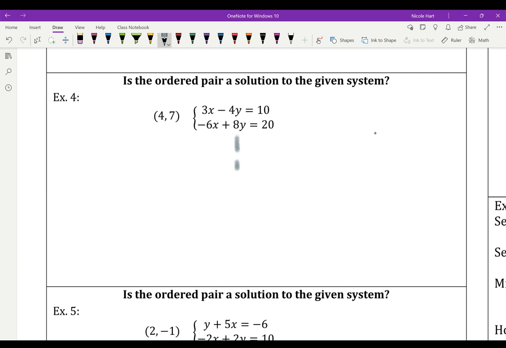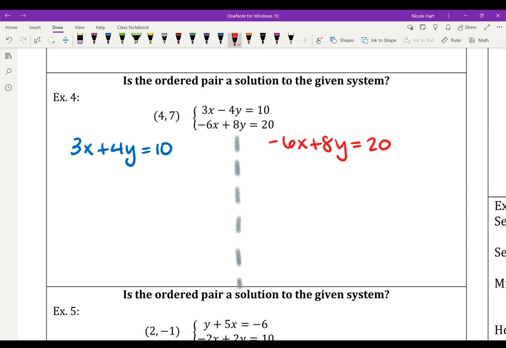So I'm going to draw kind of a line down the middle of my paper, and I'm going to write one equation on each side. So we have 3x plus 4y equals 10, and negative 6x plus 8y equals 2. In order to check, I would say the fastest way is just to plug in your numbers for both equations and see if it works. You can use a calculator to do this, or by hand. You might write it out by hand and then plug it into a calculator. That works as well. So anywhere I see x, I'm going to replace it with 4, and anywhere I see y, I'm going to replace it with 7.